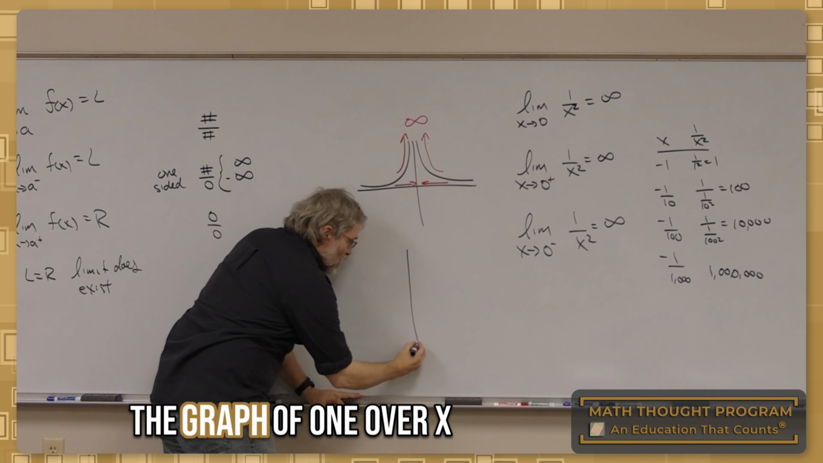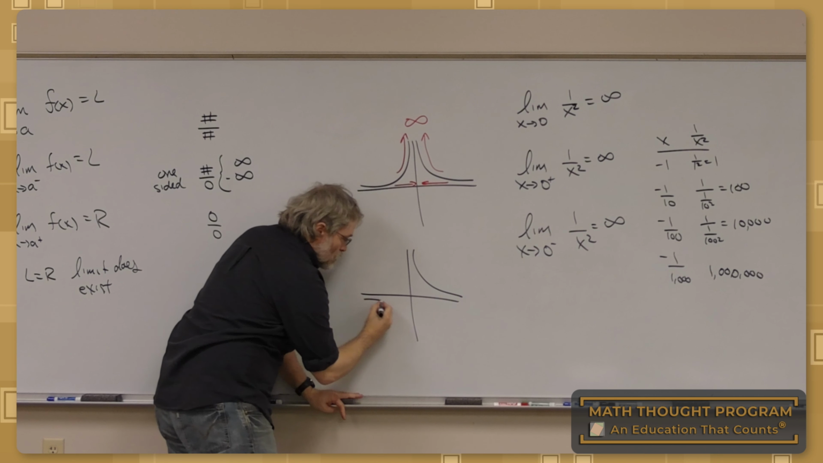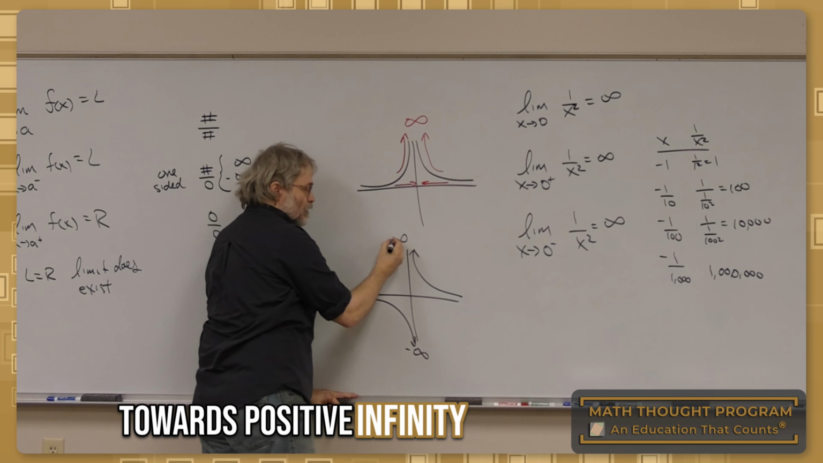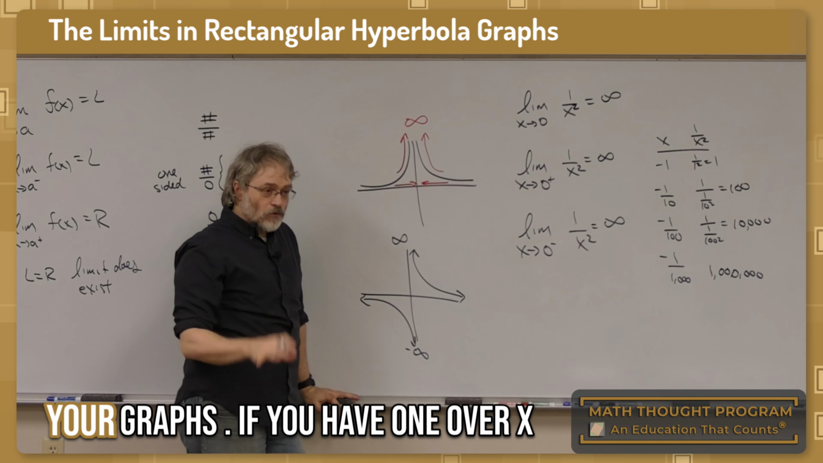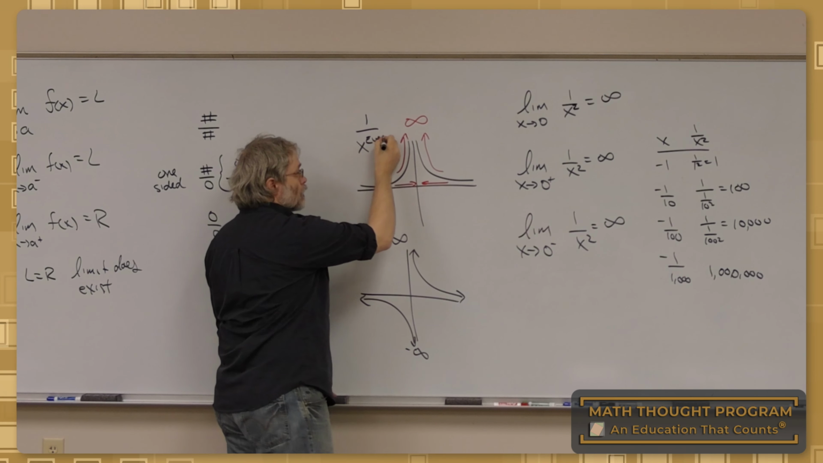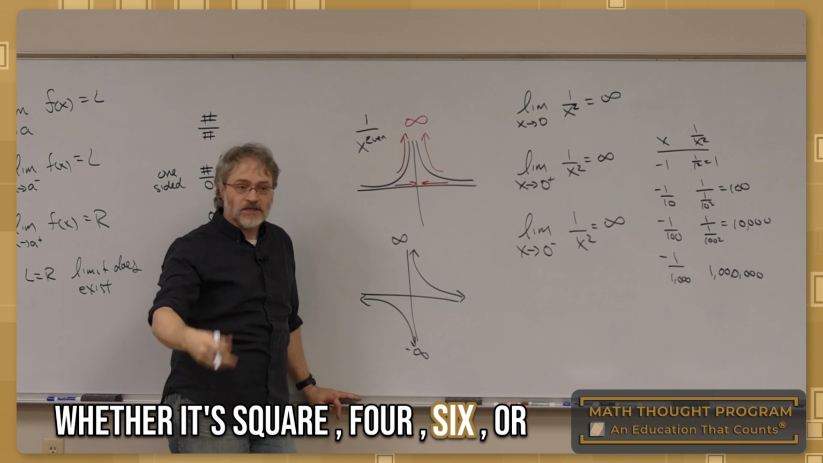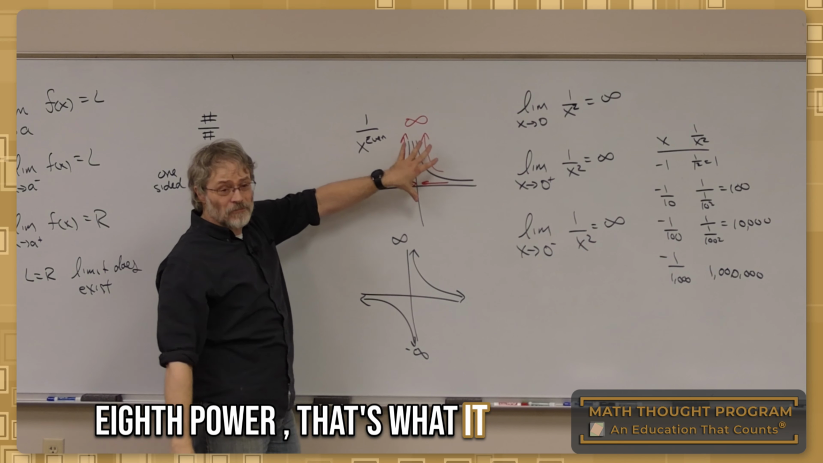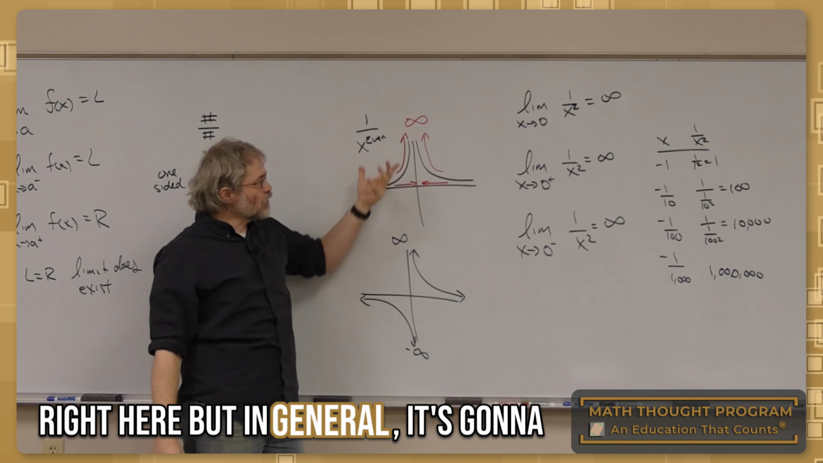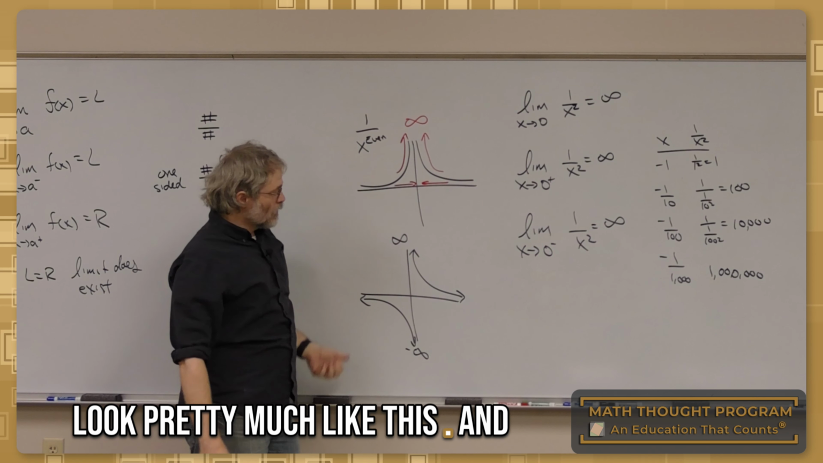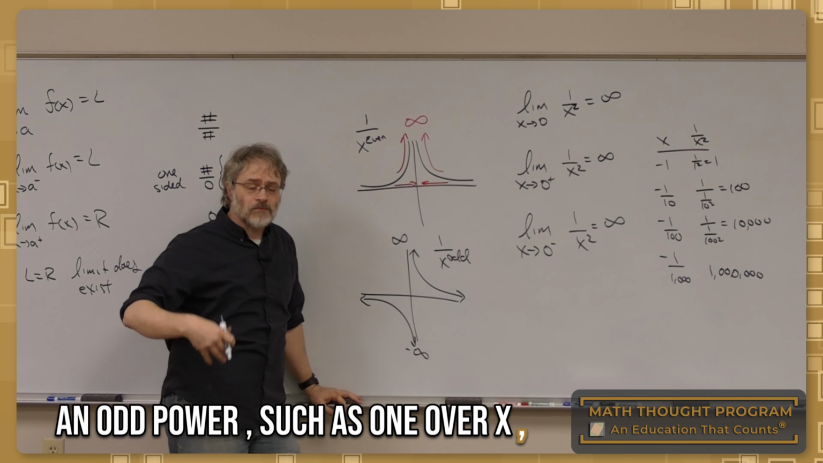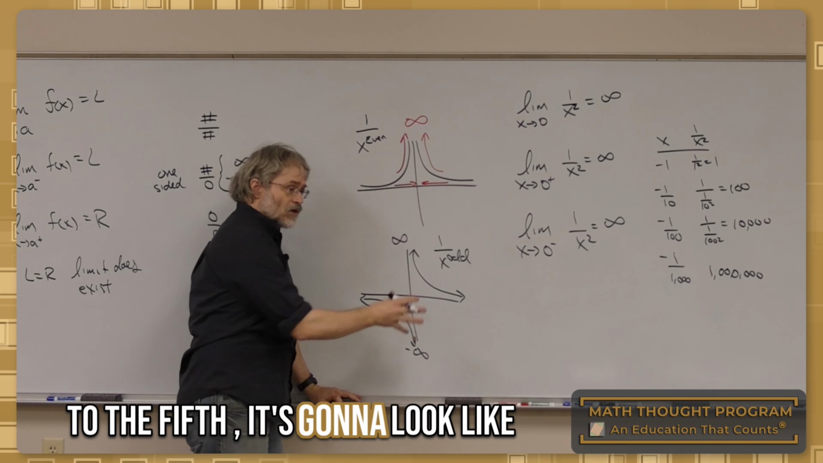Okay, and if you go back and look at the graph of 1 over x, again, this is dropping towards negative infinity. This is going towards positive infinity. Your graphs, if you have 1 over x to an even power, whether it's square, 4, 6, or 8th power, that's what it basically looks like. Okay, it might be flattened out a little bit more right here, but in general, it's going to look pretty much like this. And likewise, if you have 1 over x to an odd power, such as 1 over x to the 3rd, 1 over x to the 5th, it's going to look like this.